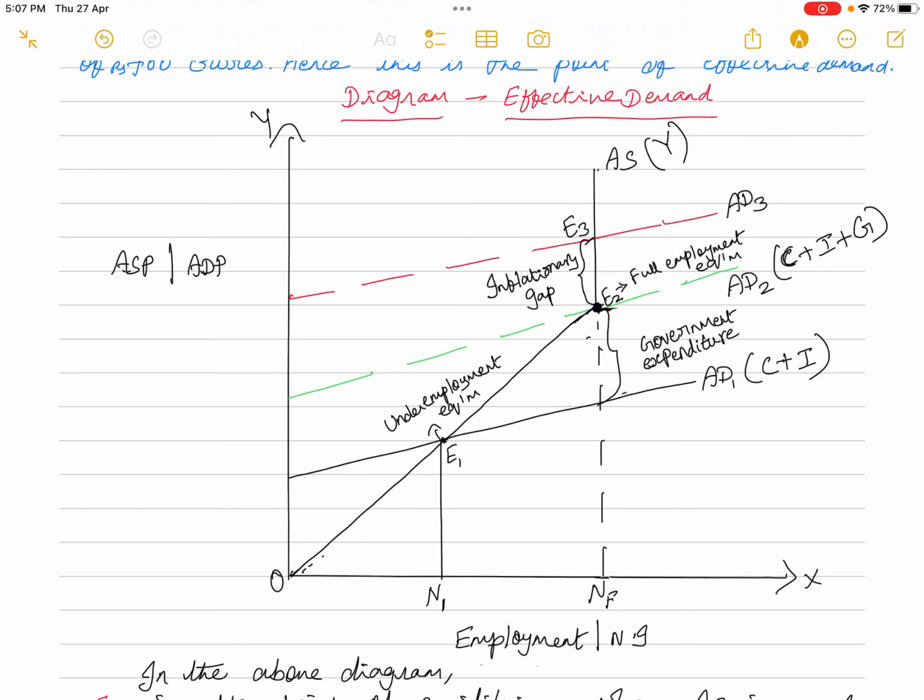So this is the first, I'm just drawing it dotted. This is the way you have to draw the diagram. So first start drawing the aggregate supply curve.